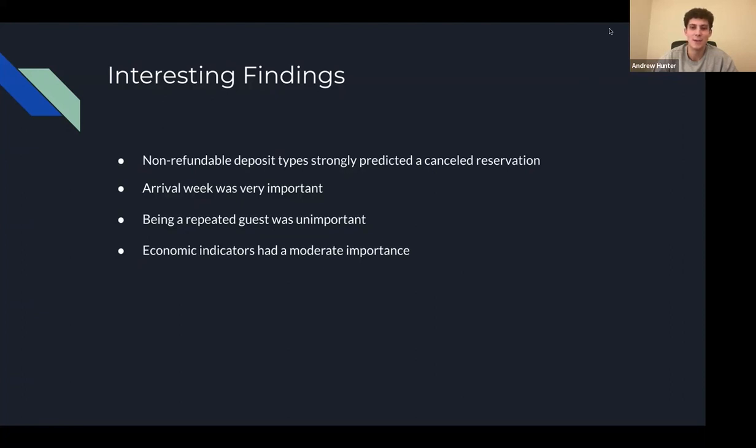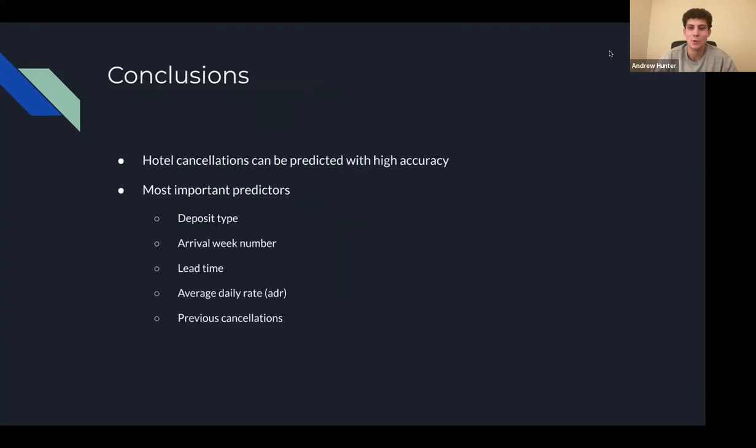And finally, we found that economic indicators such as CPI and gas prices had a moderate importance in predicting canceled reservations. So they weren't wholly insignificant, but they were not as significant as something like deposit type.